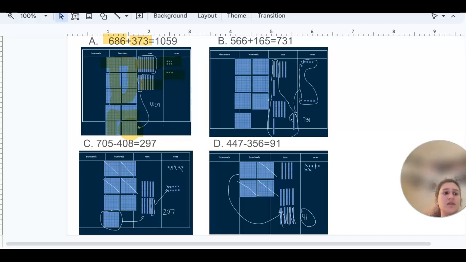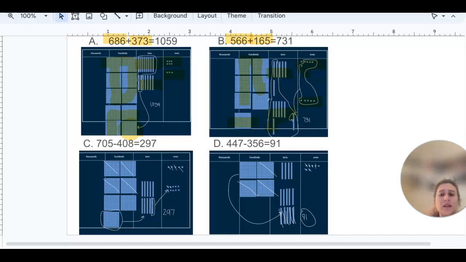Moving on to B, I had 566 plus 165, so I had 500 blocks in the hundreds column and 6 blocks in the tens column and 6 blocks in the ones column. Then I added the 100 block to the hundreds column, 6 blocks to the tens column, and 5 blocks to the ones column.